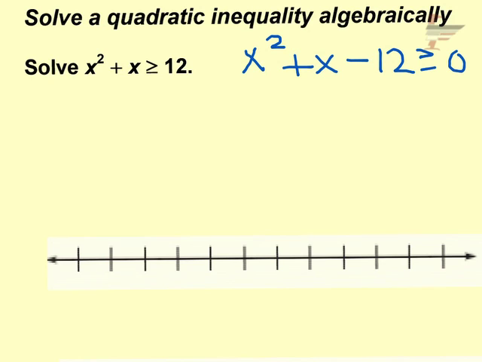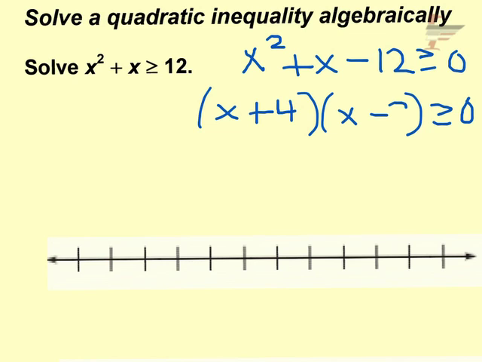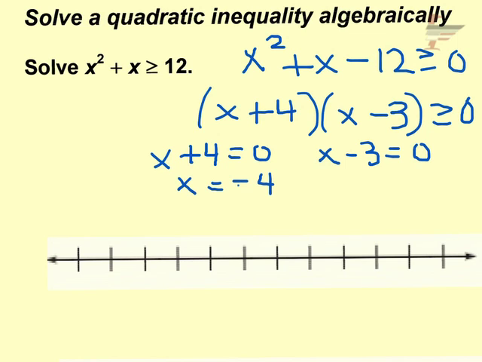Lucky for us, I can tell that it's factorable already. So factors of negative 12 that add up to a positive 1x would be plus 4 and minus 3. Then you solve these, even though it's an inequality. For just a second, I'm going to ignore that inequality and set those factors equal to 0. So x equals negative 4 and positive 3.